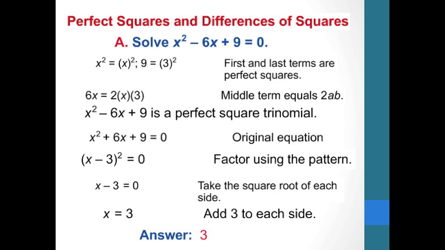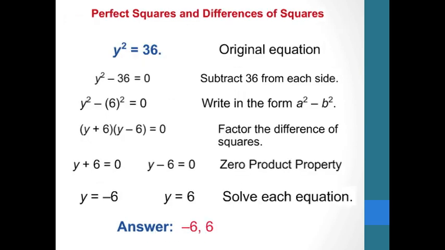Another example is y squared equals 36. You can bring that 36 over since they're both perfect squares, and notice the difference means minus. So you'll end up with y plus 6 and y minus 6 as the two parentheses, and then do the zero product property to solve for your answers.